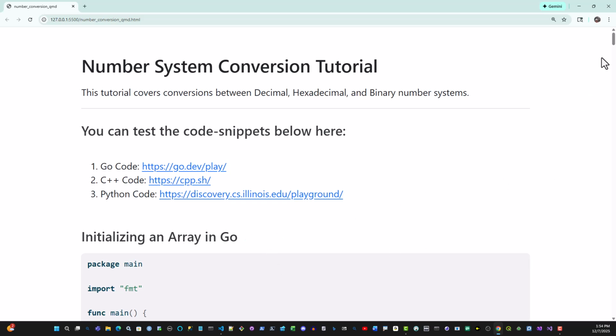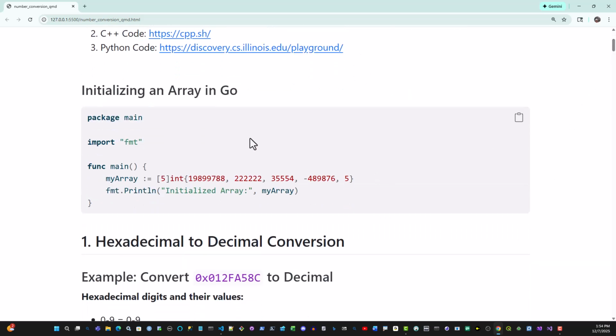I also include some code in this document. As you can see, this is the example we're going to be basing it on. It's a very basic array in Go, where you import your main package and you import the FMT library. You create an array in the main function.